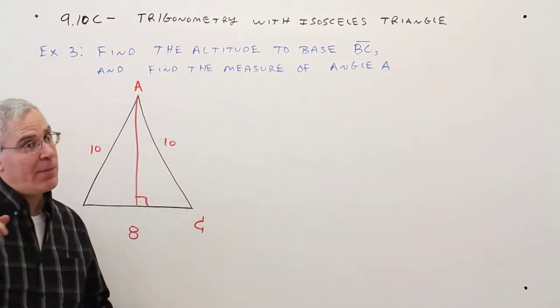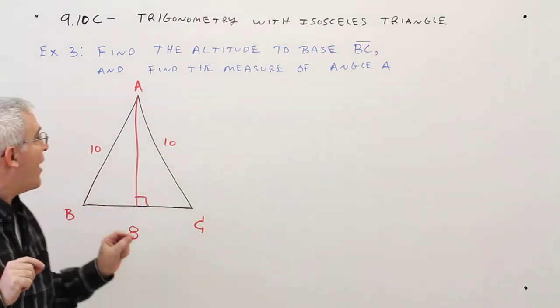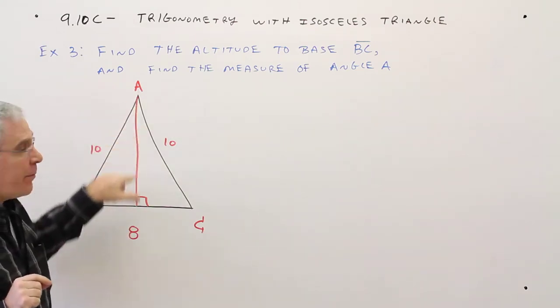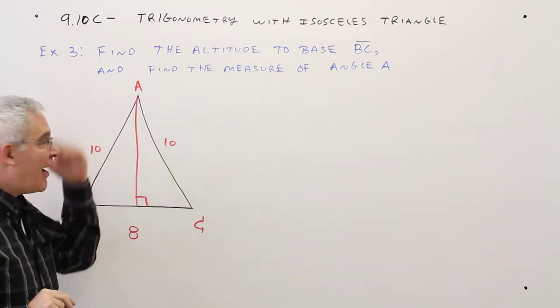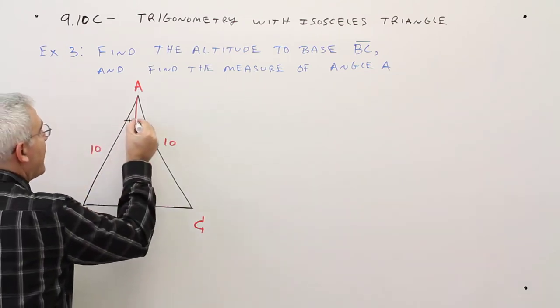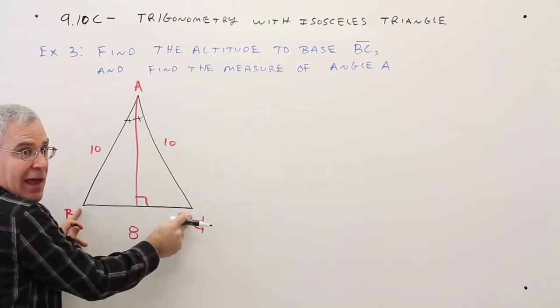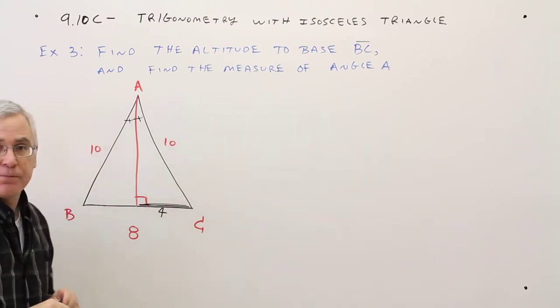And you need to remember this, it comes up time and time again. Whenever you have an isosceles triangle and you draw an altitude from the vertex angle, it does two things. It bisects the opposite side and it bisects the vertex angle. So these two angles are congruent, and if this big side was 8, then the side over here is 4.